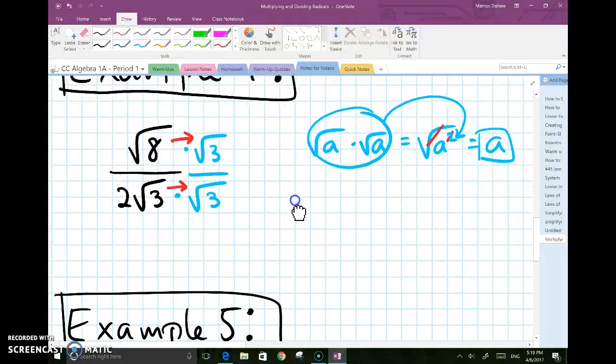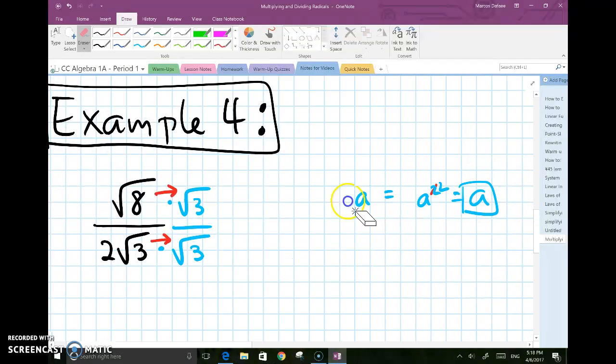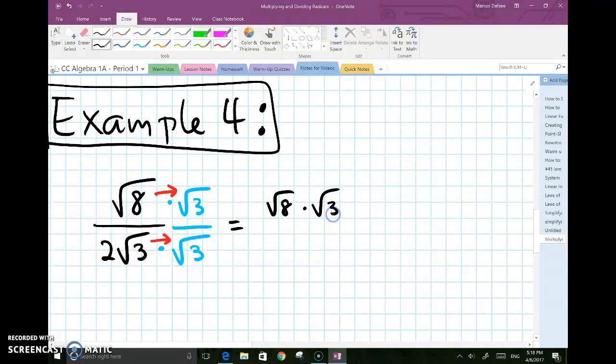And going ahead with this, I'm going to erase this over here. What I get is radical 8 times radical 3. And then in my denominator, I have 2 times radical 3 to the second power.